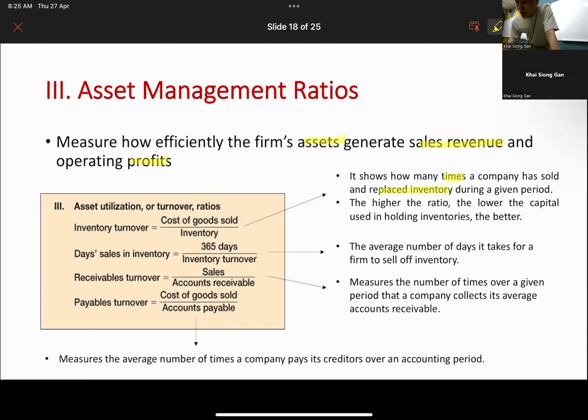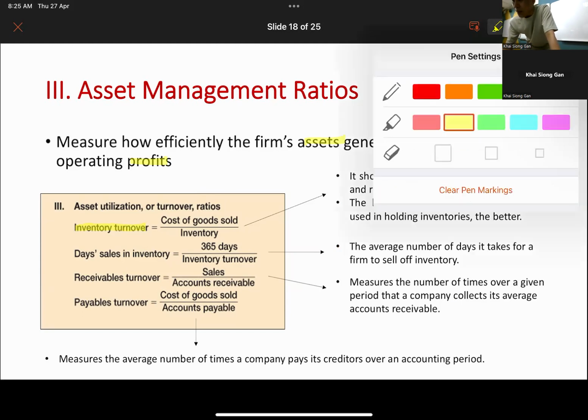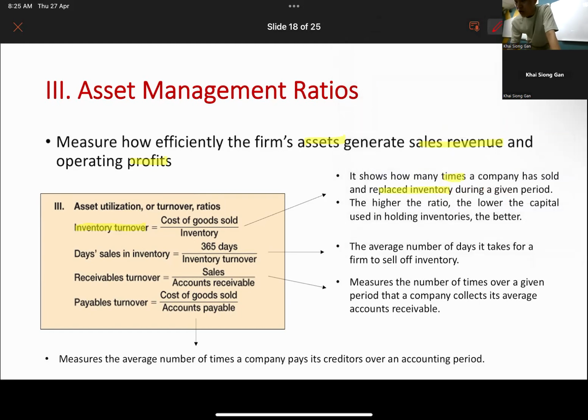So if your inventory turnover is very high, it means you sell out your inventories very fast. The inventory comes to your storage and then you sell it out very fast. So the higher the ratio, the lower the capital used in holding inventories. Why? Because the denominator here is inventory. If I do not keep so much stock in my inventory, this inventory value will fall. When the value of the denominator falls, the overall ratio will increase.